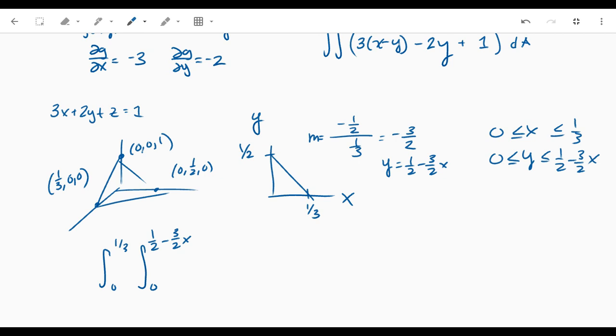I'm going to expand this out. So I'm going to have 3x minus 3y minus 2y, so minus 5y, plus 1. And then we're going to have dy dx. Okay, so it's all set up then. All right.